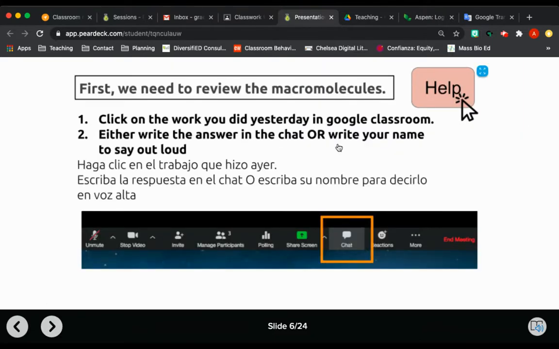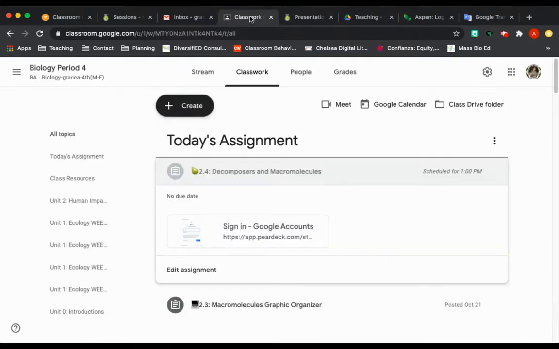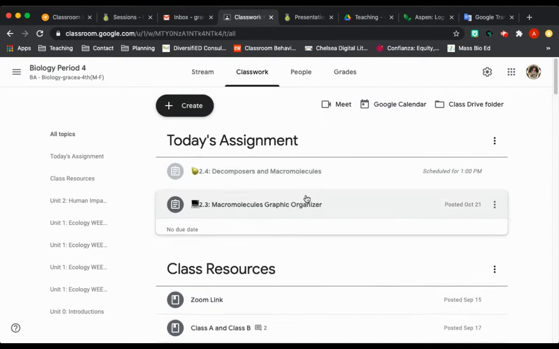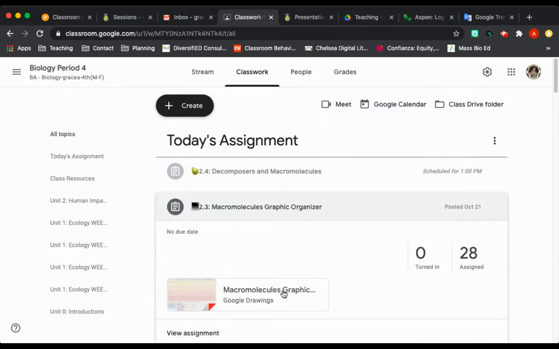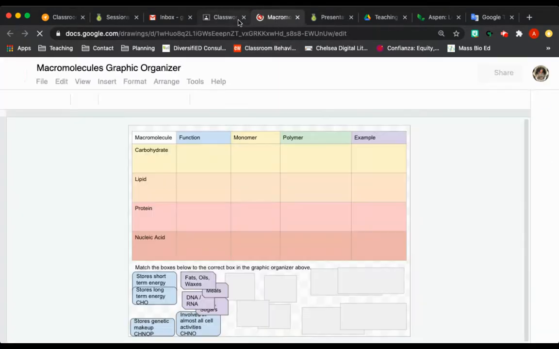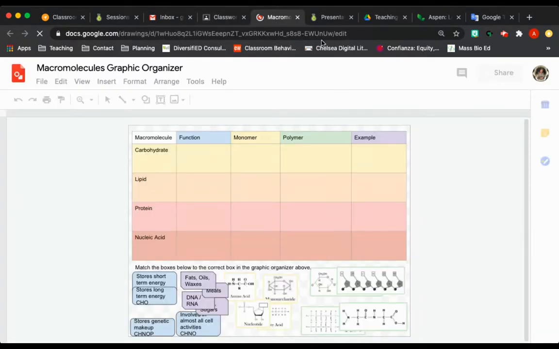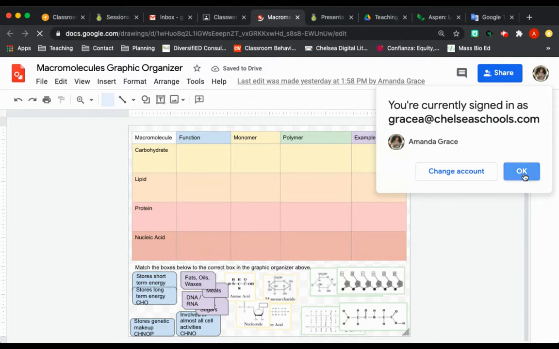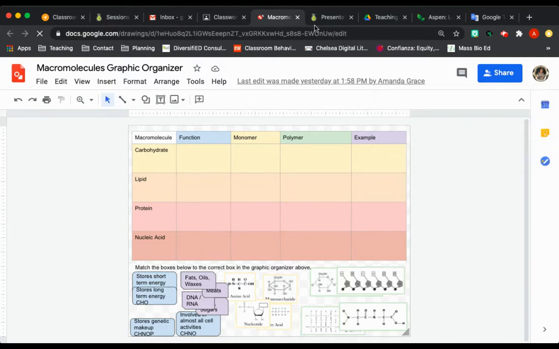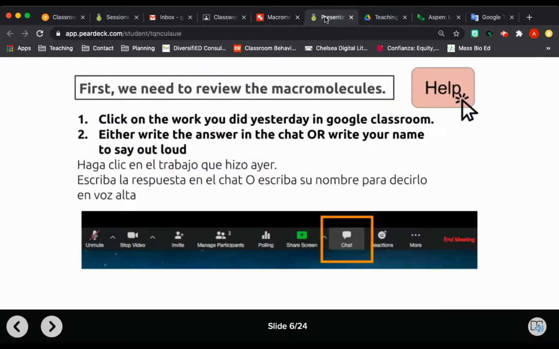since you are on independent, it says click on the work you did yesterday in Google Classroom. So click this graphic organizer 2.3. You'll need that. So mine is not filled in, but yours should be. If not, you should do this, and I'll show you how.